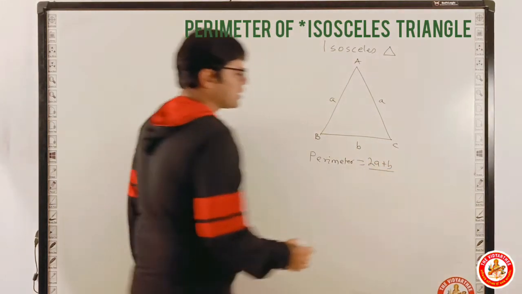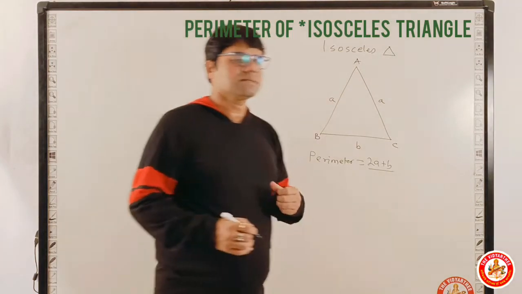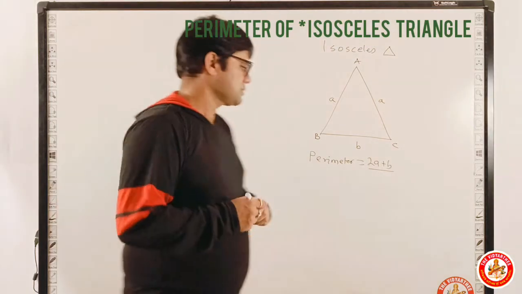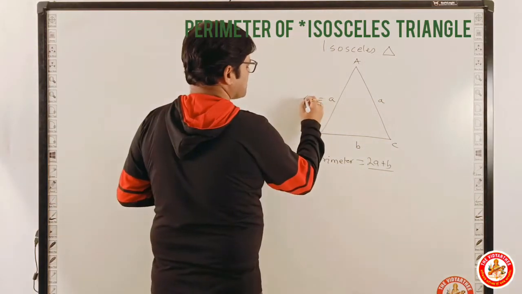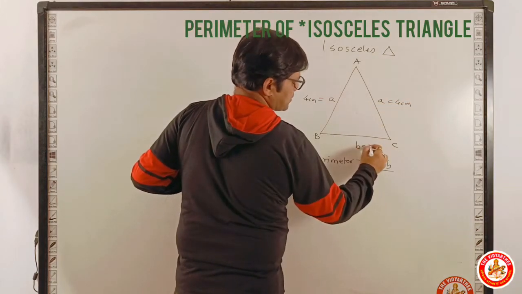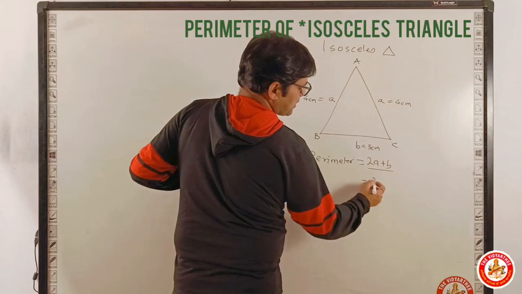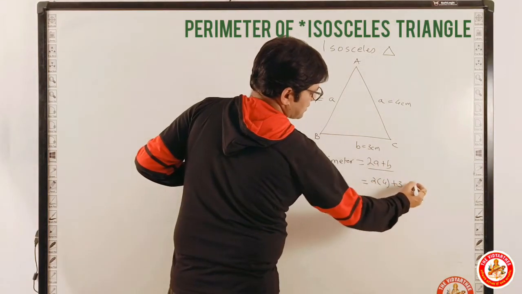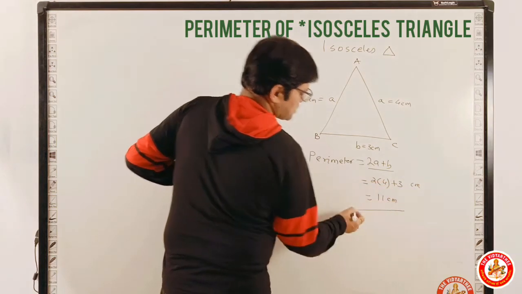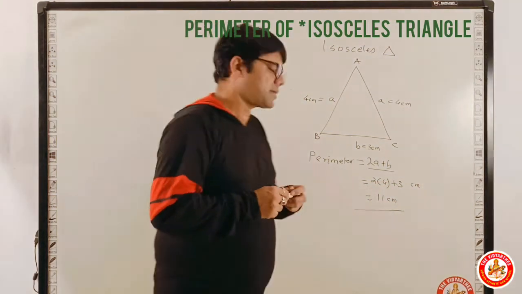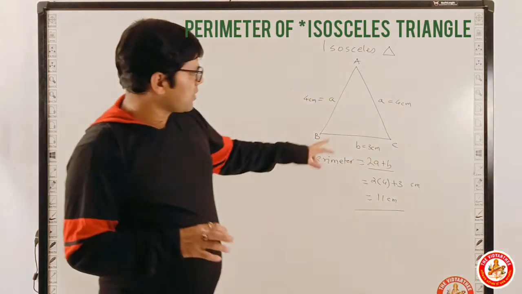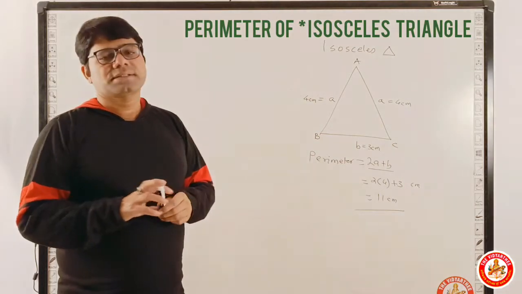So if you know the measure of the equal sides and the one which is there in the base, you can just put their values. For example, if this is 4 centimeter, if this is 4 centimeter, and if this is 3 centimeter, then the perimeter will be 2 times 4 plus 3 centimeter, which implies 8 plus 3, that is 11 centimeter. The perimeter in an isosceles triangle will be 2 times the equal sides plus the unequal side of the three sides of the isosceles triangle.